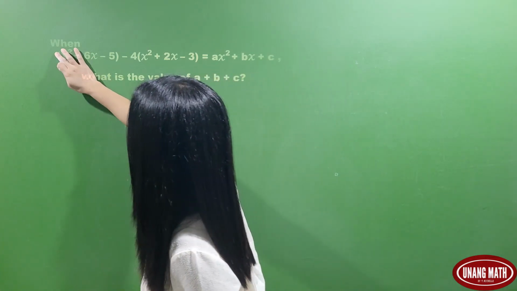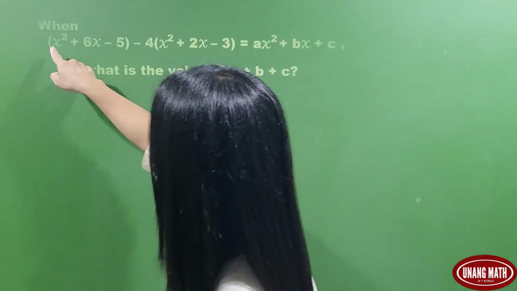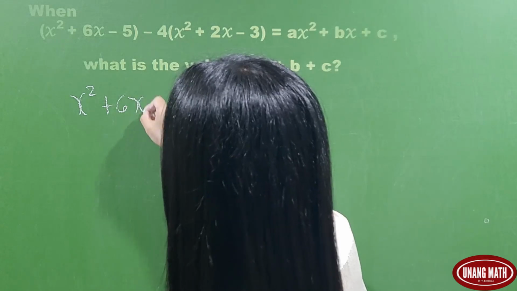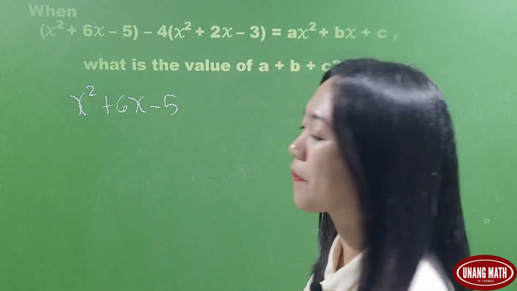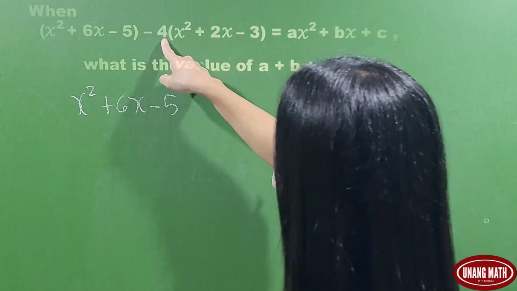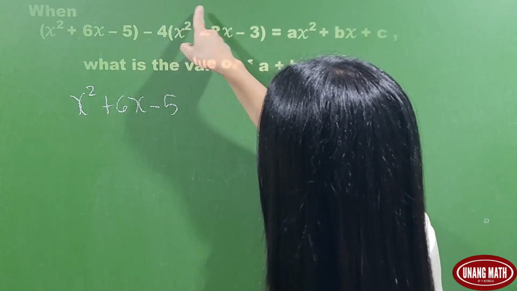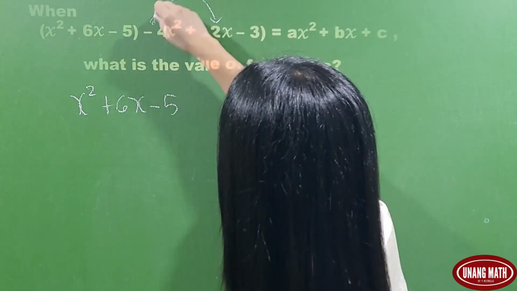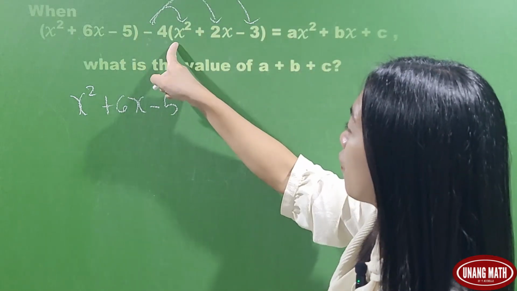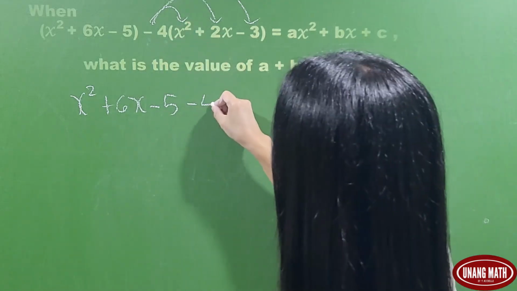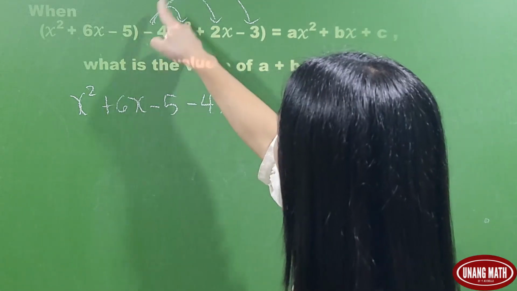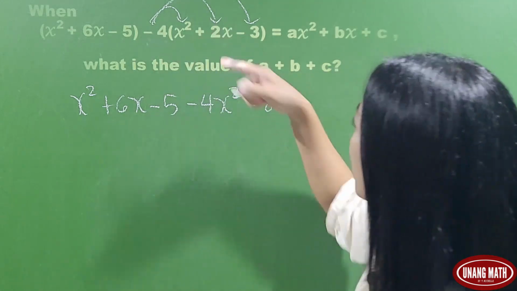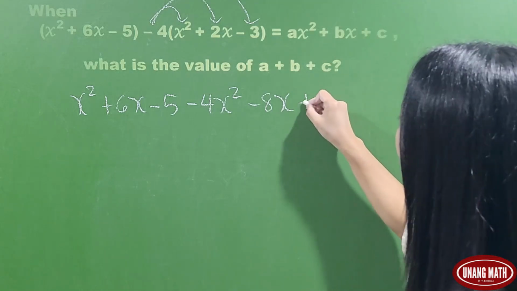So we have to remove this parenthesis. So this is x squared plus 6x minus 5. We have here negative 4, so we need to multiply this one to each term inside this parenthesis. So we are going to apply distributive property. Negative 4 times x squared, negative 4x squared. Negative 4 times 2x is negative 8x. And negative 4 times negative 3, that would be positive 12.